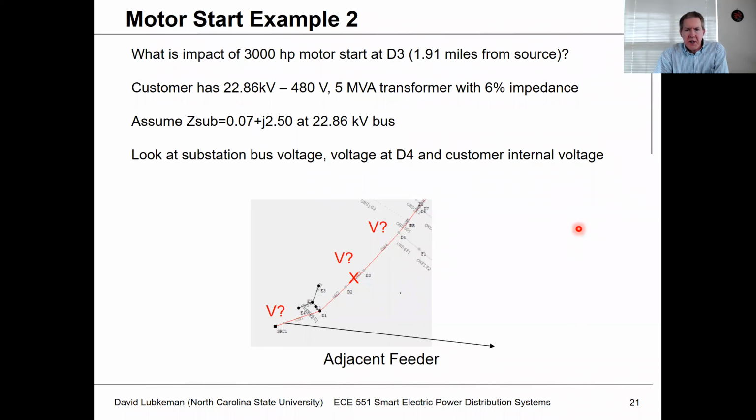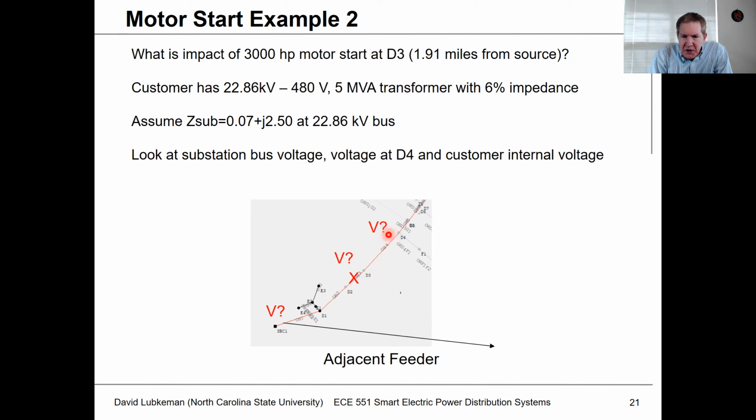So now we'll take a look at a second example where we have a 3,000 horsepower motor. And this is the same circuit I did some of the DER examples on. So basically, we've got the substation here at the bottom left. We've got the machine connected up. Basically, it's location D3 in this case.